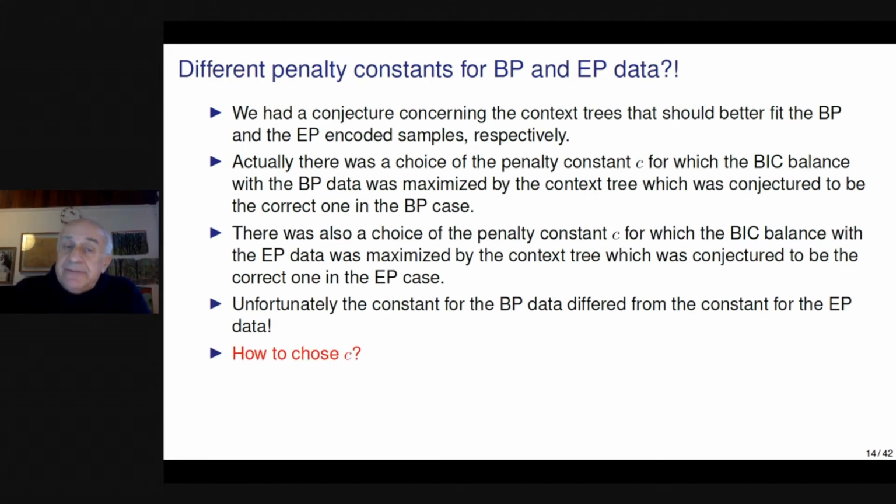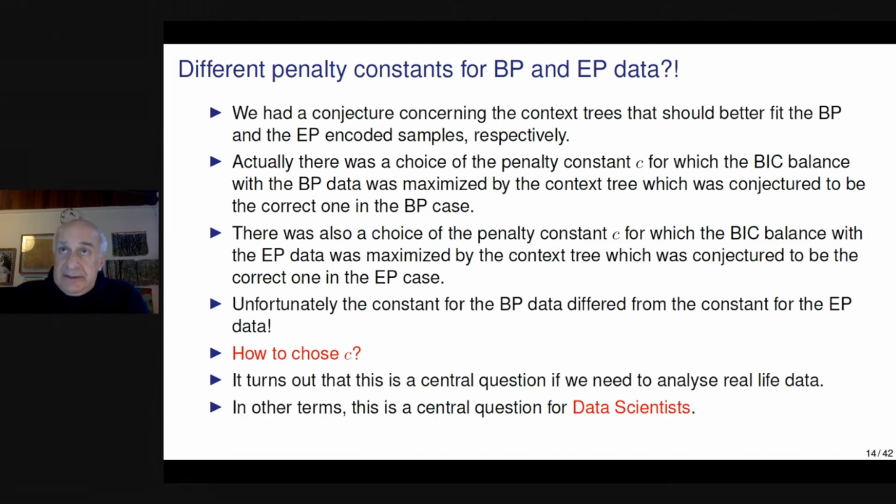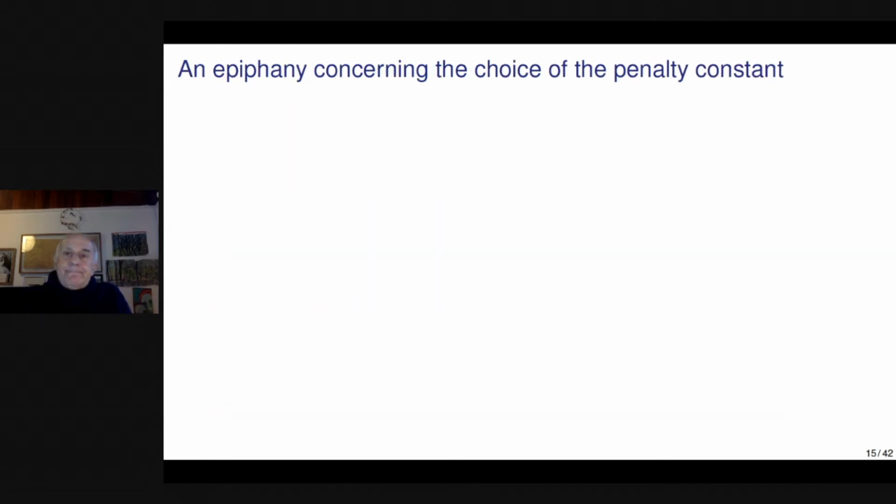How to choose C? Well, it turns out that this is a central question if we need to analyze real-life data. This is a central question for data scientists. And this maybe is one of the messages I want to pass to you in this lesson. So at this point, we had an epiphany. It was one of the moments in my life when suddenly we saw something which is very surprising. So let me tell you what we did.